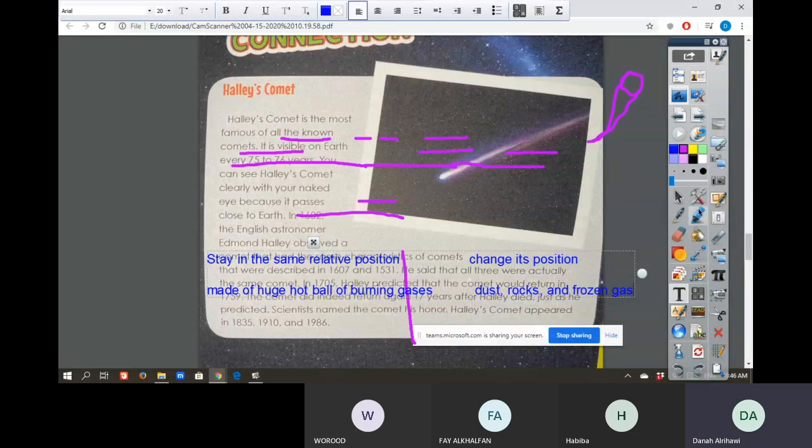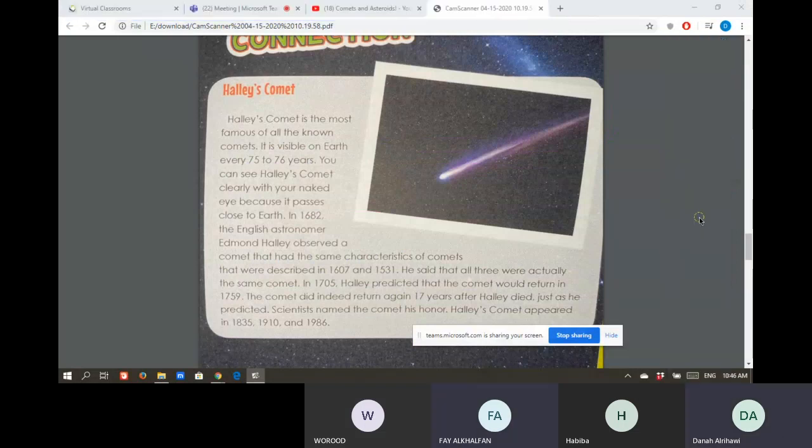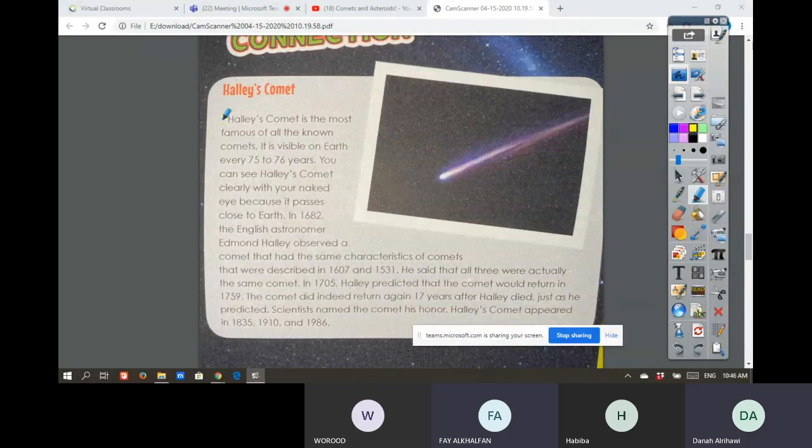Are you done? Urud, start please. Halley's comet is the most famous of all the known comets. It is visible on Earth every 75 to 76 years.